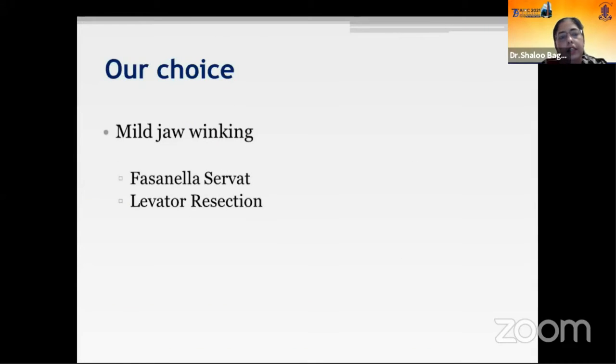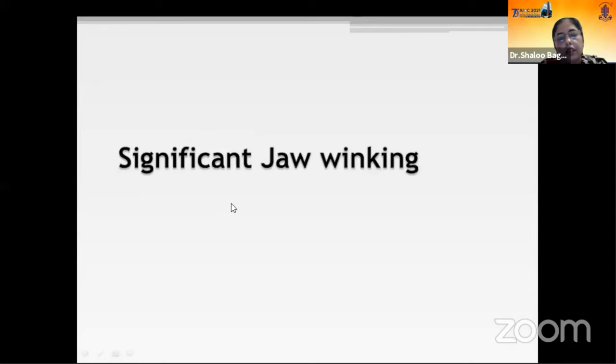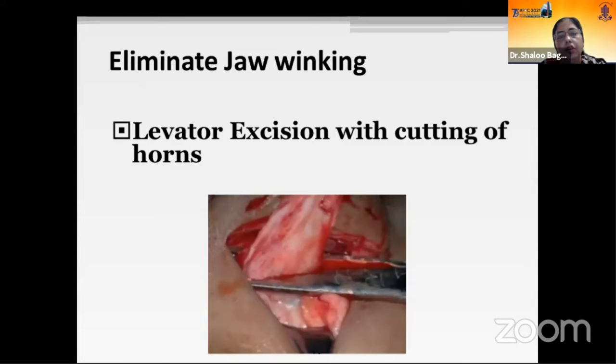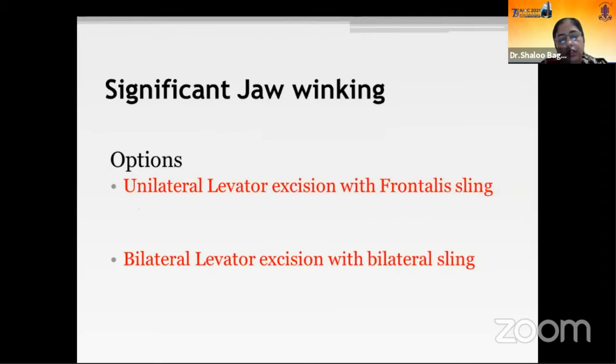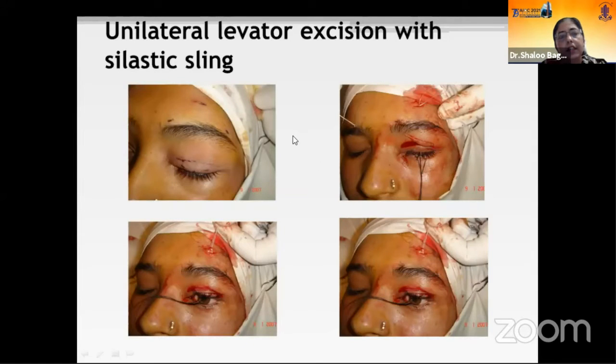So coming to our choice, in case there is a mild jaw winking that is less than 2 millimeters, depending on the ptosis, we go for levator resection. And we have to over-resect the levator in these cases. If there is a significant jaw winking, to eliminate jaw winking, we have to do levator excision with cutting of horns. And sling can be done with either a silicone sling or a facial artery material may be used. So if we are performing a unilateral sling, we have to go for unilateral levator excision with frontalis sling. And in case we have to go for bilateral, we do the bilateral levator excision with bilateral facial artery sling.